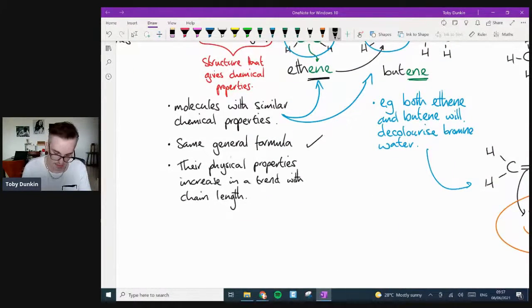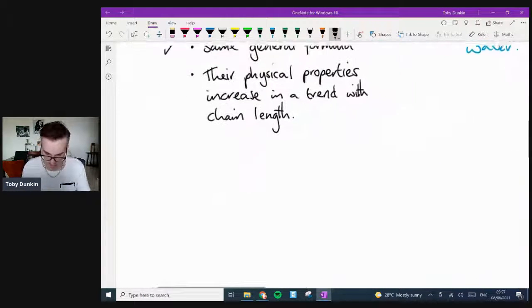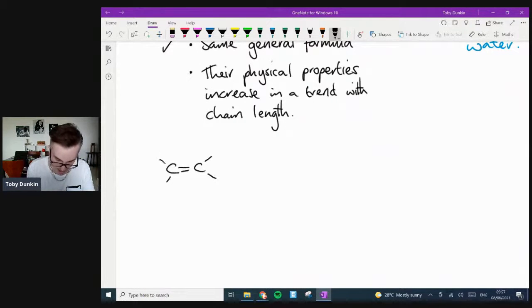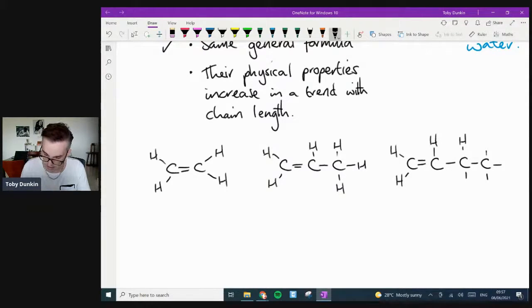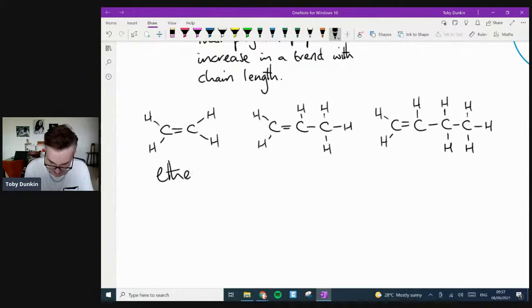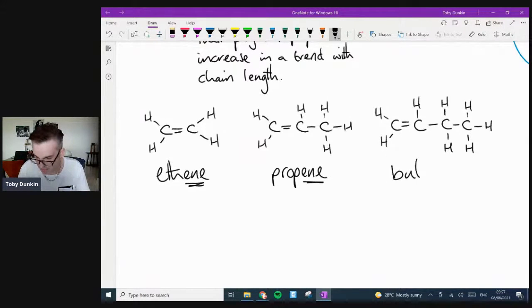The next one is their physical properties increase with a trend. What this means is, if I have ethene with 2 carbons, I ought to actually look up some values here and show you this. Here is ethene, here is propene, and here is butene. Physical properties include melting and boiling point, viscosity, all those kind of things. Notice the similarity in the name, same homologous series. It's still an alkene. Which one's going to have the highest boiling point out of those 3, please?